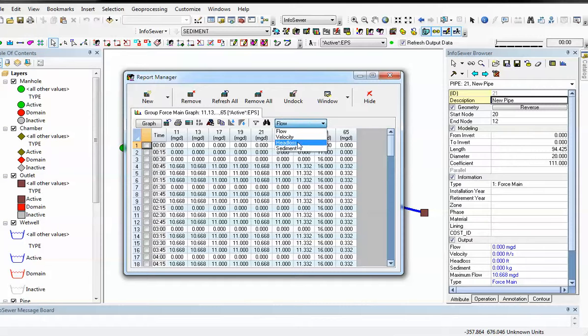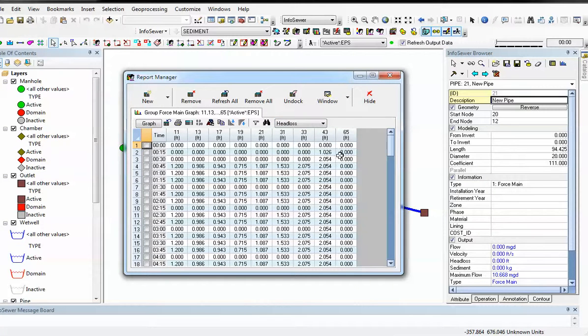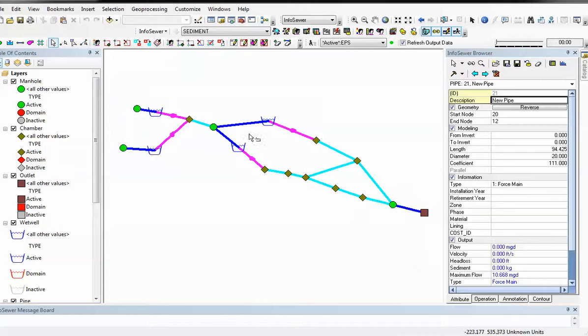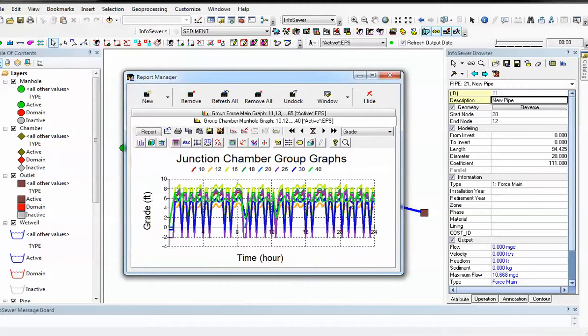We can get flow, velocity, head loss, and sediment. So here's our different head losses going through here. Sediment was because we were doing water quality as well. Let's look at the group chamber manholes. And here we have the grade. Basically, you get the grade in the chamber manholes.